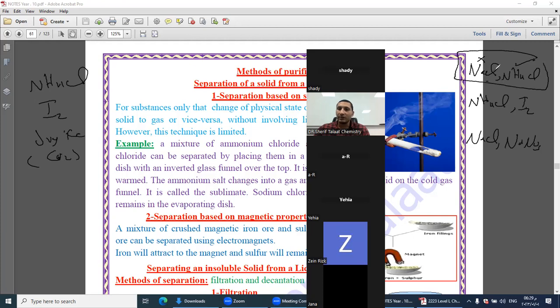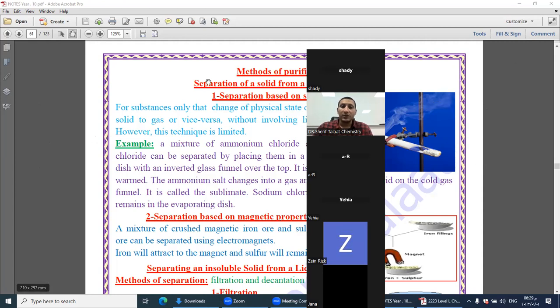Okay, this is correct. Ammonium chloride can make sublimation. Iodine can make sublimation. We can't. Sodium chloride cannot make sublimation and sodium nitrate cannot make sublimation. So the first method is sublimation, when we have a mixture where one component can make sublimation, like ammonium chloride, iodine, and dry ice. And we said that sublimation is a change of the material from solid to gas directly without passing through liquid.